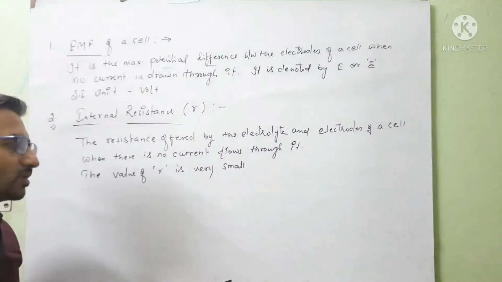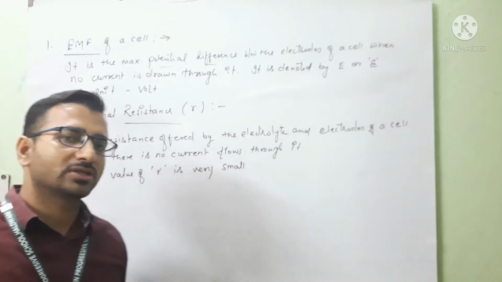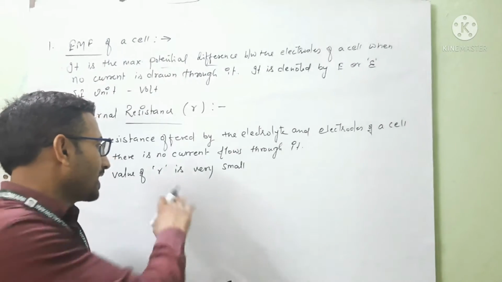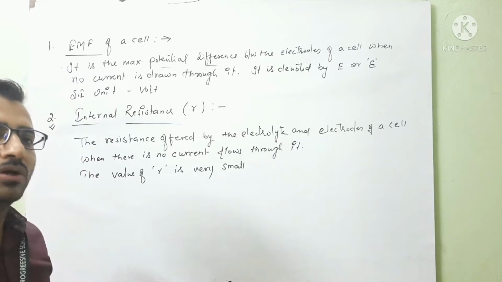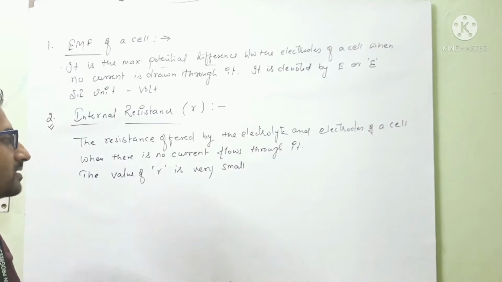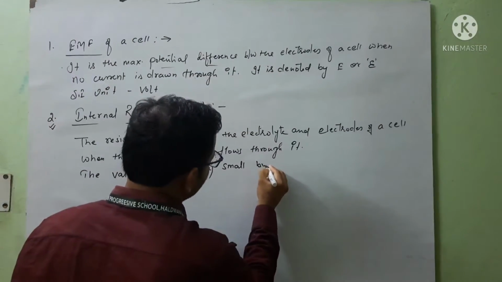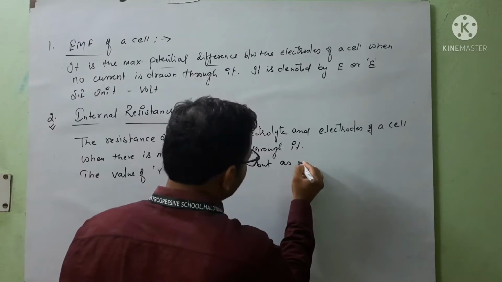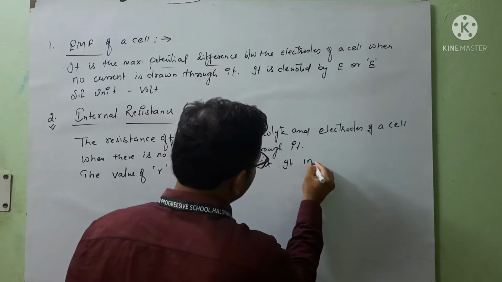When we discuss numericals related to internal resistance, EMF and terminal potential difference, in the given question we see that the value of internal resistance is much less compared to the value of external resistance. So the value of internal resistance is very small initially, but it will increase.